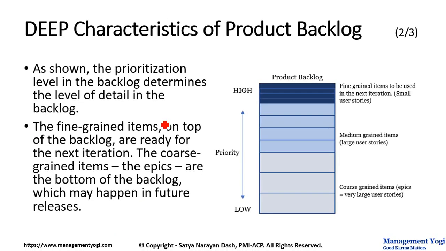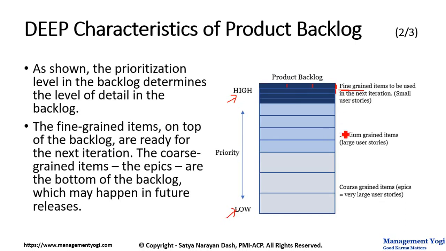As shown, the prioritization level in the backlog determines the level of detail in the backlog. If it is a high priority item, it will be clearly defined. If it is a low priority item, it will be less clearly defined. So the fine-grained items on the top of the backlog are ready for the next iteration, as it is shown here. These are fine-grained. The slice is very small. You can break it down even further, that is, make it smaller user stories or smaller set of features which can be delivered.